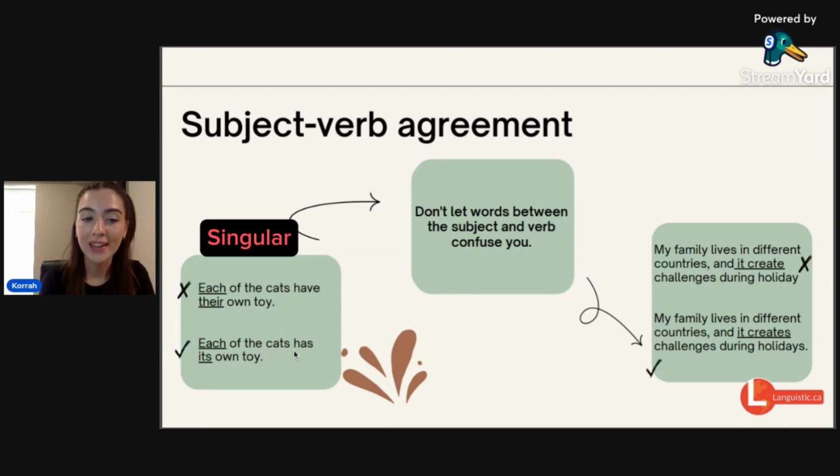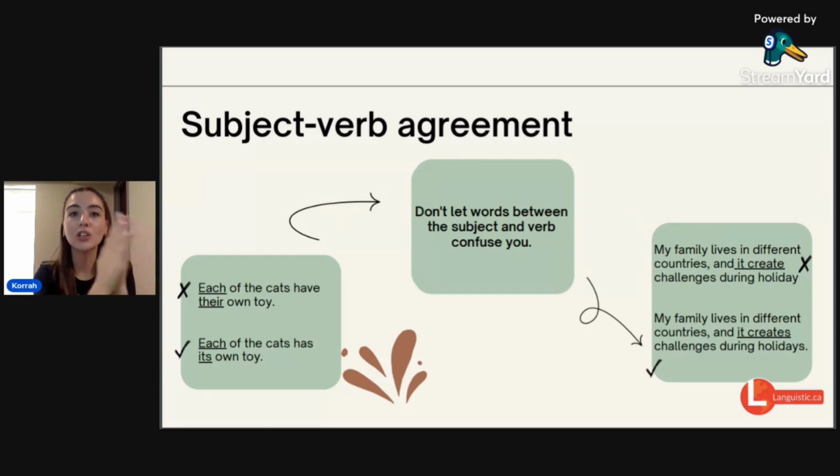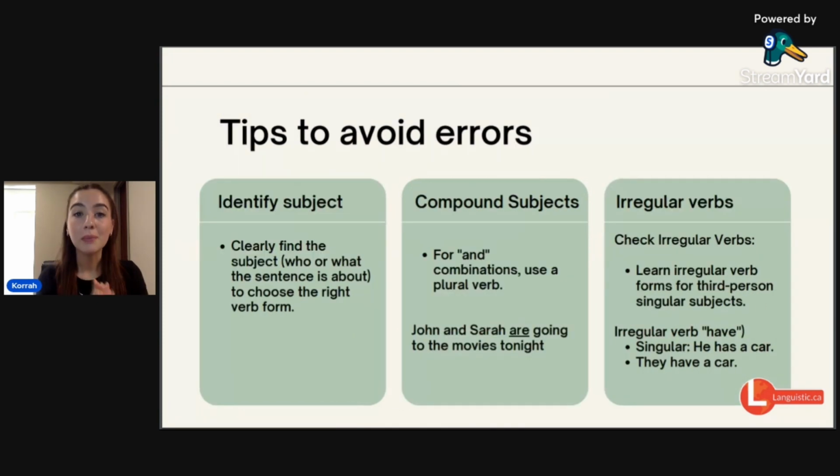Each of the cats has its own toy. That's correct. So each singular cat has its own toy. We're talking about the singular cat each time. Whereas on the other hand, we need to make sure that it's plural. Tips to avoid the errors. As I mentioned before, identify the first subject, and that should be a telltale sign.